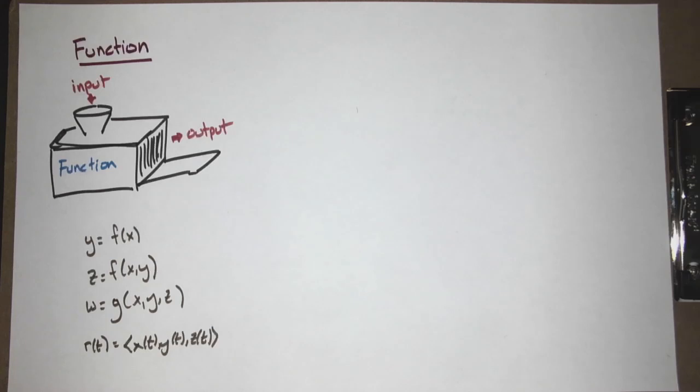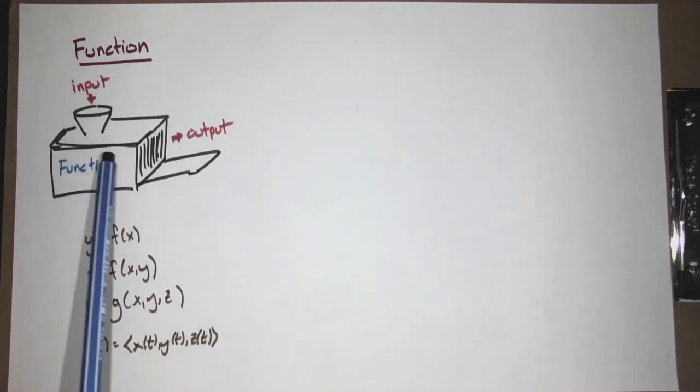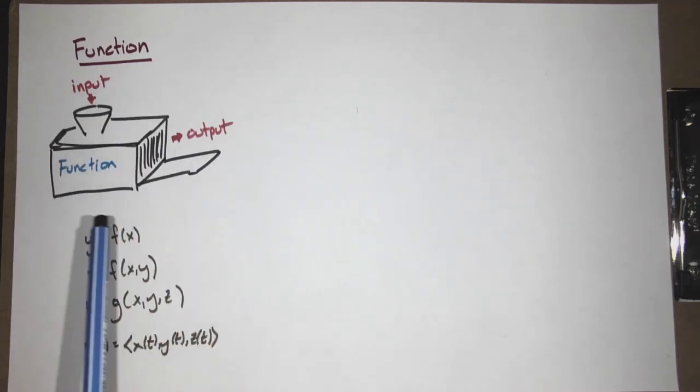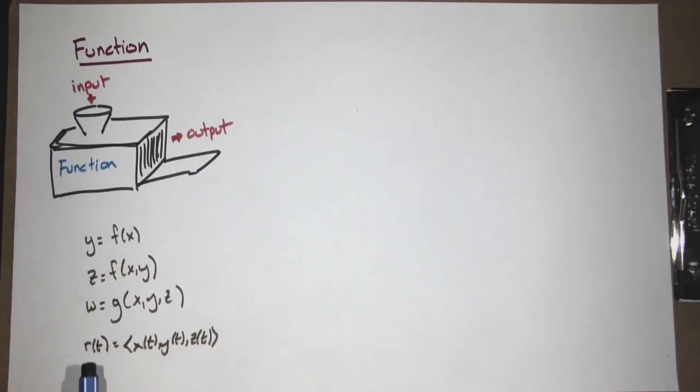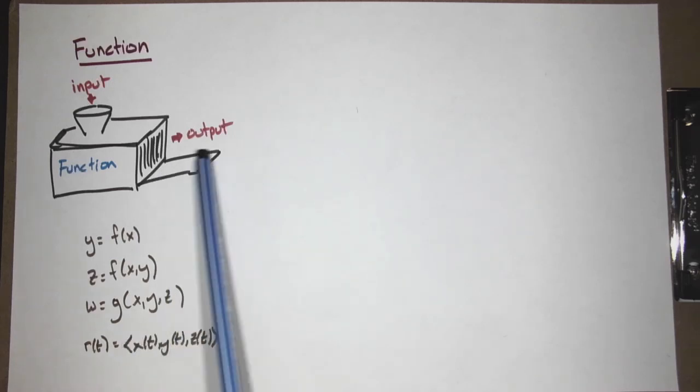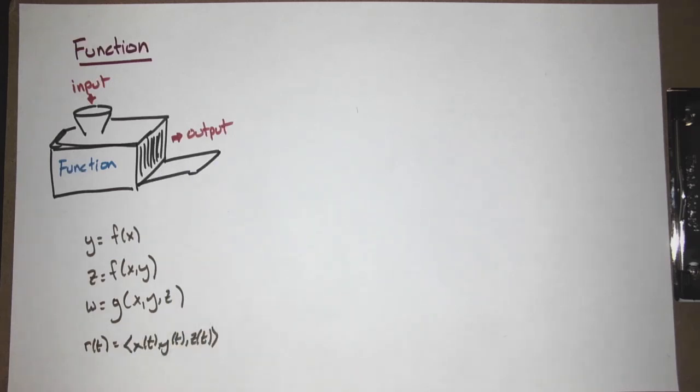Now the only thing that has to be true is that I need to be consistent. So that is to say, if I put a 2 in today, and out comes a 7, and then next week I put in a 2, what needs to happen? I need to get a 7. So a function is just a consistent rule that assigns input to output. So that's the idea. It's very simplistic in this sense.